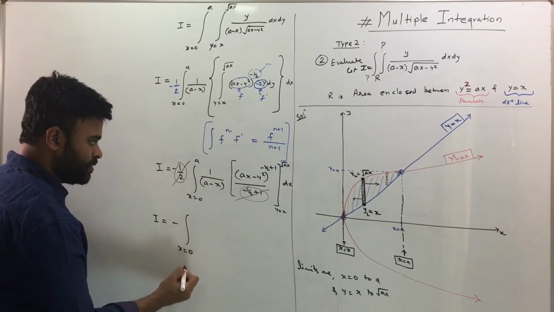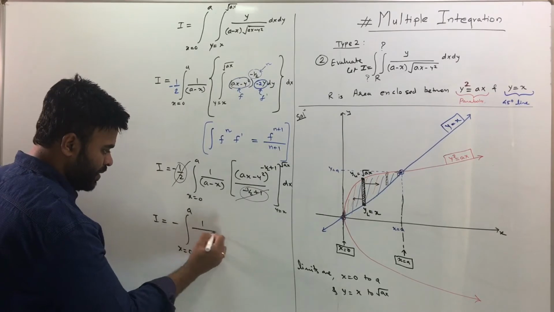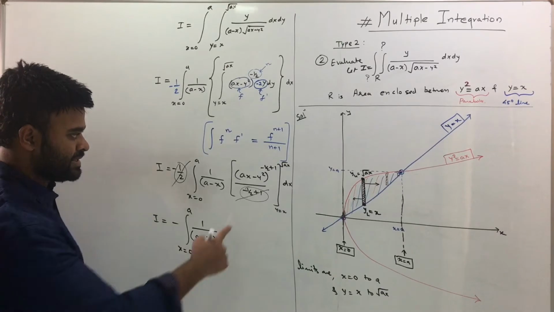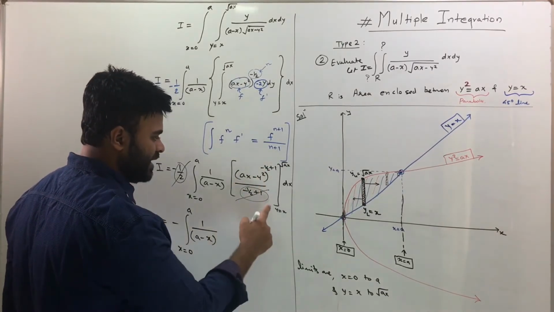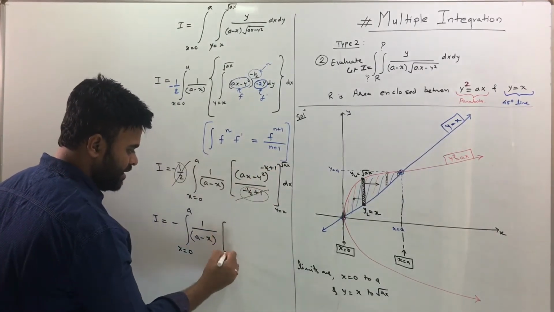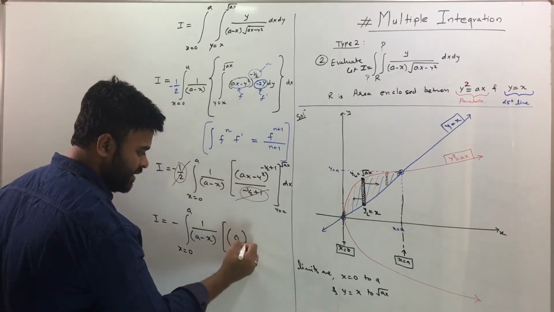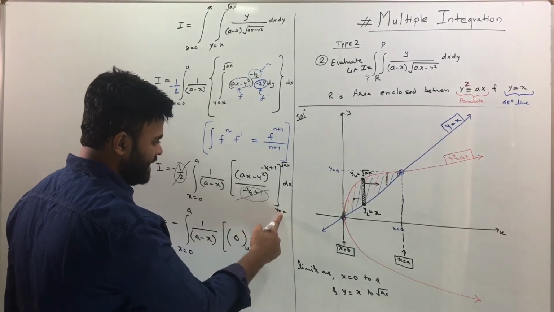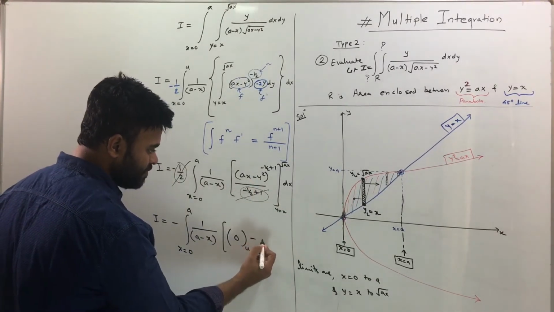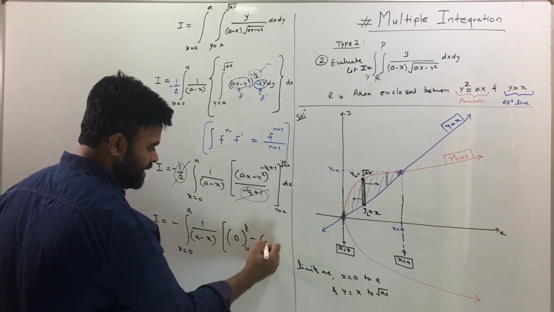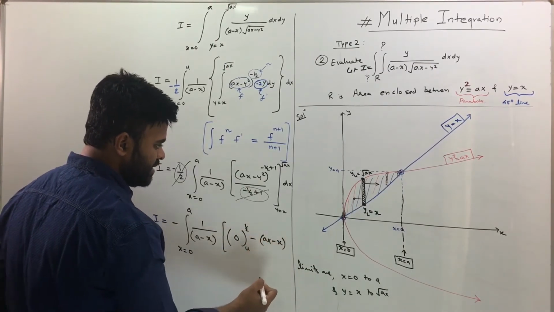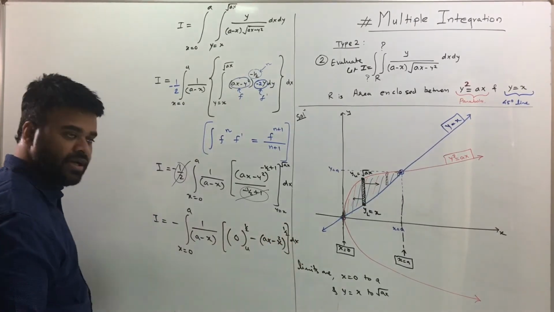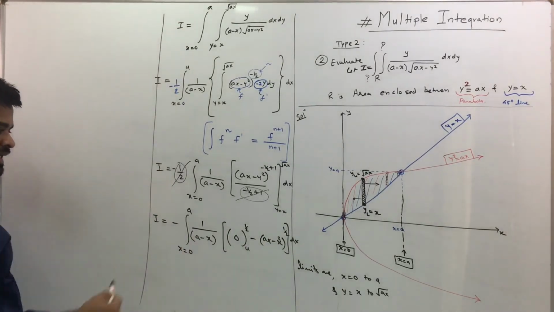Negative, x is equal to 0 to a, well, 1 upon a minus x, and let's substitute the values. This is anyways half. For the upper limit, when I put y equal to root ax, the upper limit is ax minus ax, which is 0. Upper is 0. Minus the lower limit, when I put y equal to x, this will be (ax − x²) raised to half, and dx. Now we just have to integrate this integral over here.